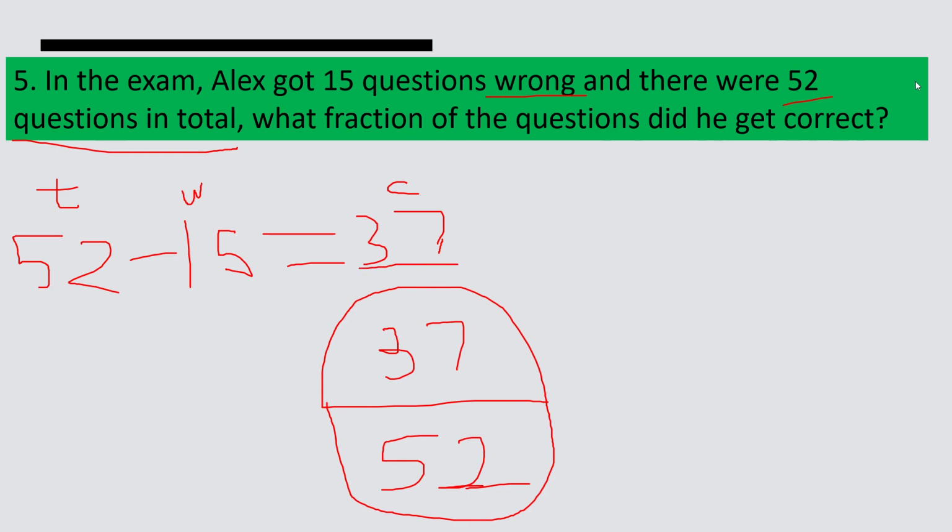So remember, this is the numerator. This is the denominator. Since this is the total and this is correct, it says how many questions he got correct over the total. So that's how you work it out.